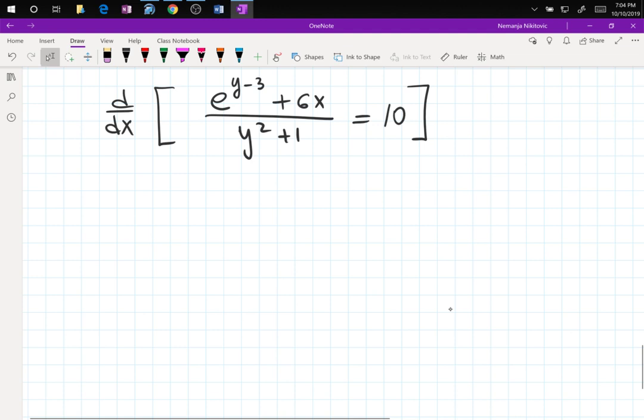So how did you multiply? He took the denominator and multiplied it into the 10, right? Because you can multiply both sides by y squared plus 1.